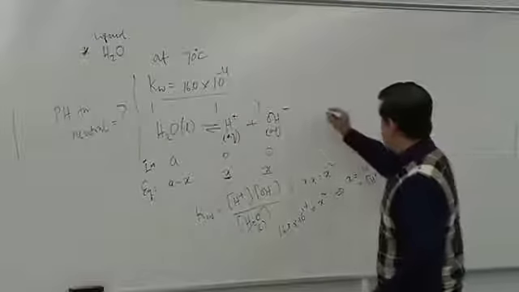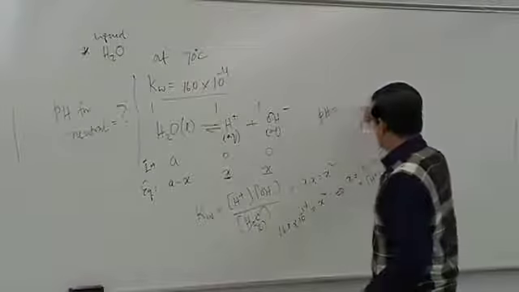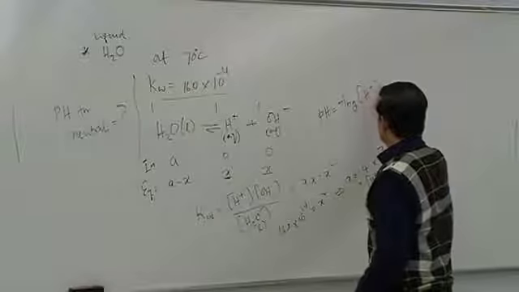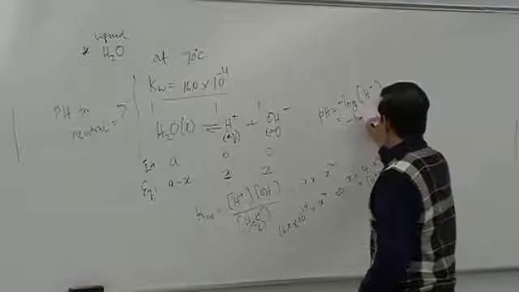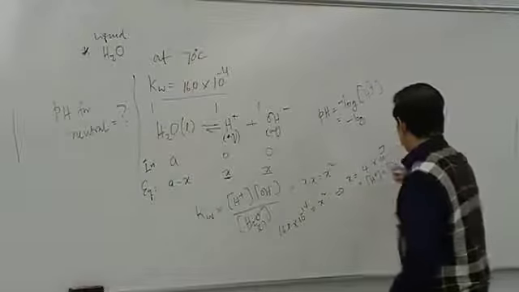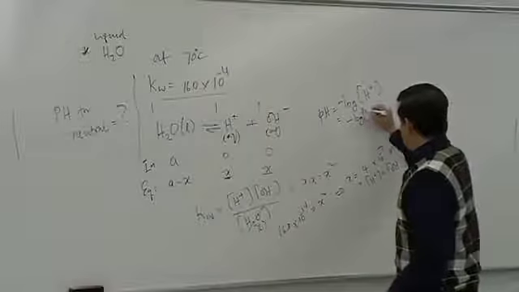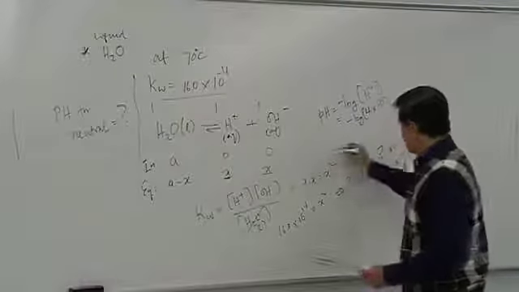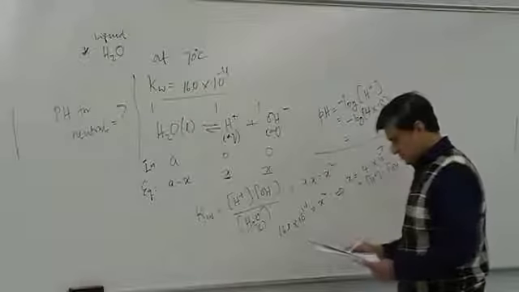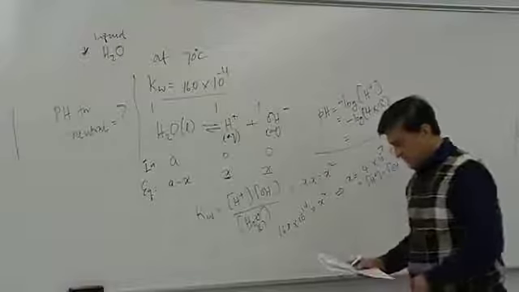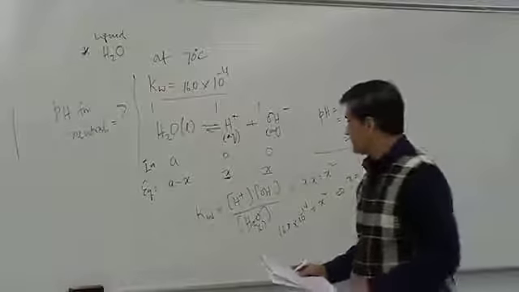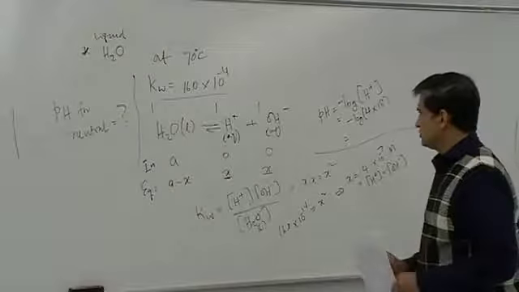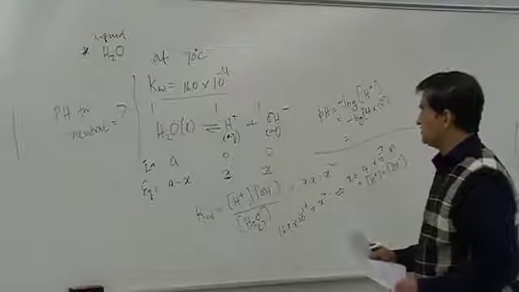So from here I can get pH. The pH in this particular example is going to be minus log base 10 of H plus, and this is going to be 4 times 10 to the negative 7. This is just a sample calculation which shows you how to calculate the pH of a neutral solution at a high temperature. Make sure you are familiar with this kind of calculation.